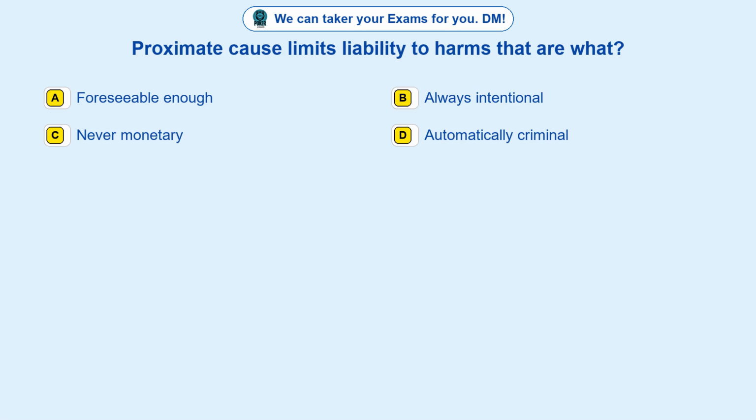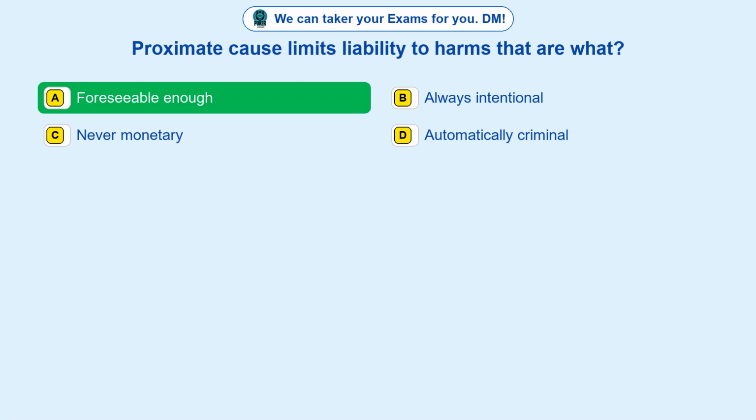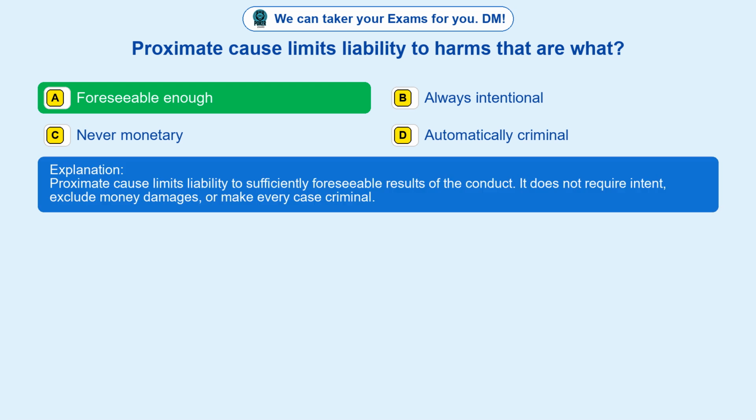Question 49. Proximate cause limits liability to harms that are what? Option A. Foreseeable enough. Option B. Always intentional. Option C. Never monetary. Option D. Automatically criminal. The correct answer is option A. Foreseeable enough. Proximate cause limits liability to sufficiently foreseeable results of the conduct. It does not require intent, exclude money damages, or make every case criminal.